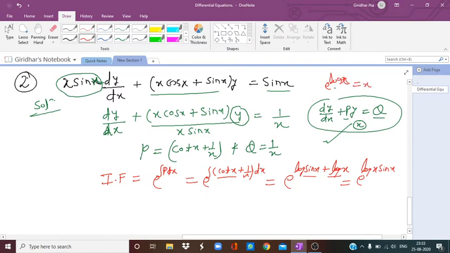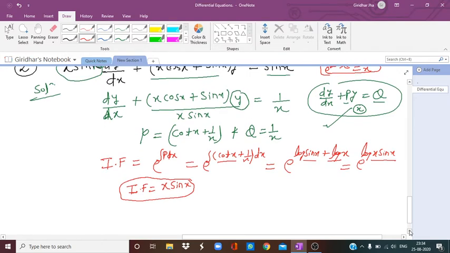ठीक है, ये हमें log की प्रॉपर्टी में पता है. e to the power log x is x. So मैं यहाँ से डियर इंटीग्रेटिंग फैक्टर क्या मैं फाइनली लिख सकता हूँ, x sin x. Clear? This is our integrating factor, because e to the power log x sin x came and e to the power log x is x. So integrating factor came x sin x.